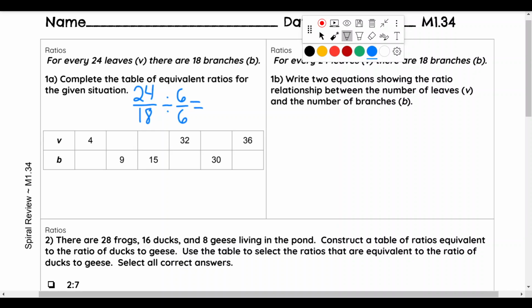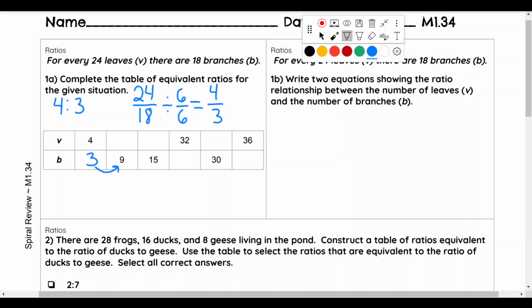24 divided by 6 is 4, 18 divided by 6 is 3. So my ratio, written in simplest form or largest possible units, is a ratio of 4 to 3. So that tells me if I have 4 leaves, I have 3 branches.